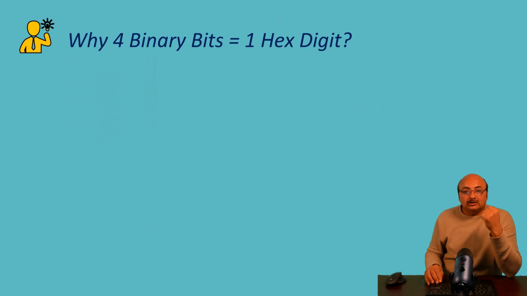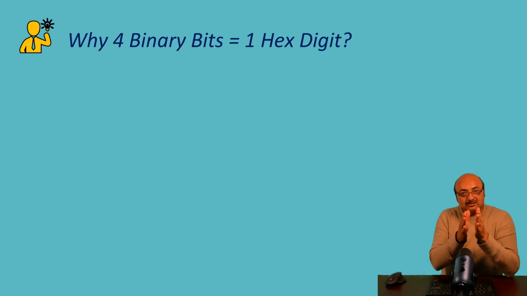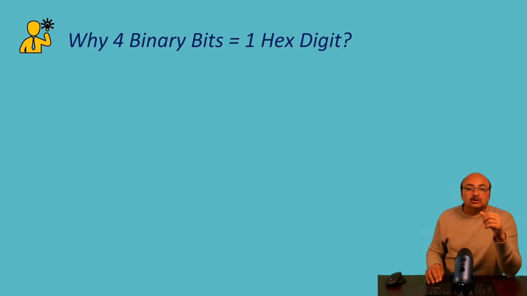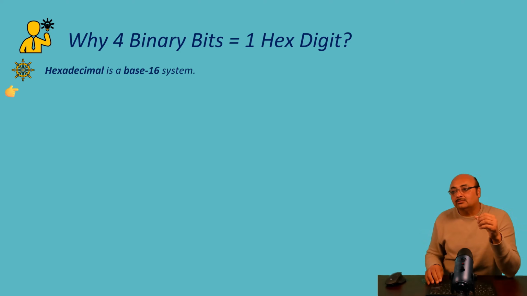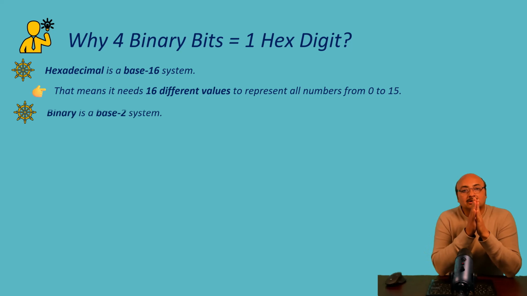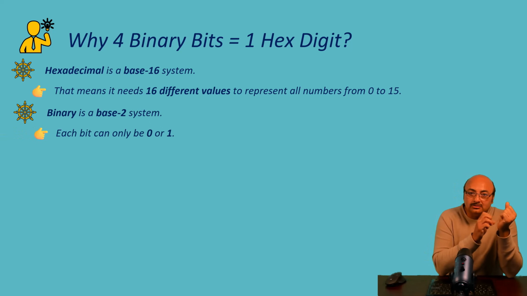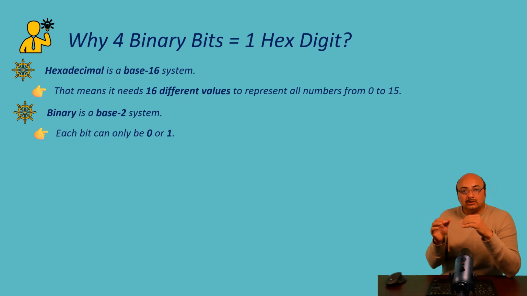And why do we need 4 binary digits to represent each hexadecimal number? Well, the hexadecimal number system is base 16. That is, it has 16 values. On the contrary, the binary number system is a base 2 system with numbers 0 and 1. Now, it is pretty easy to understand.